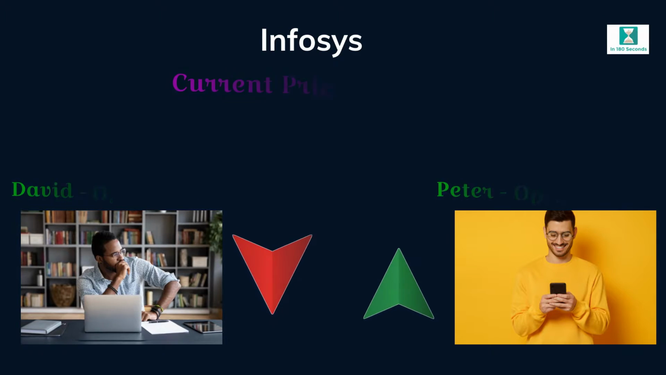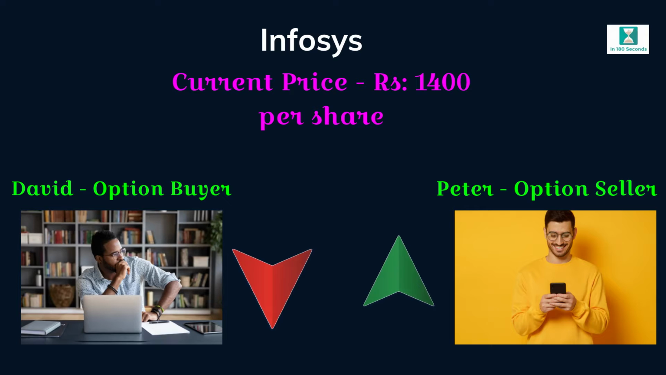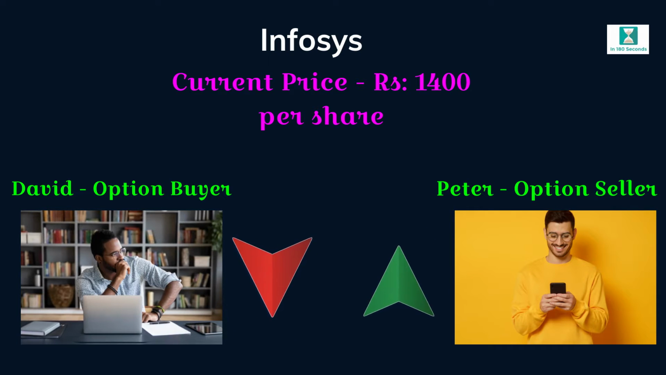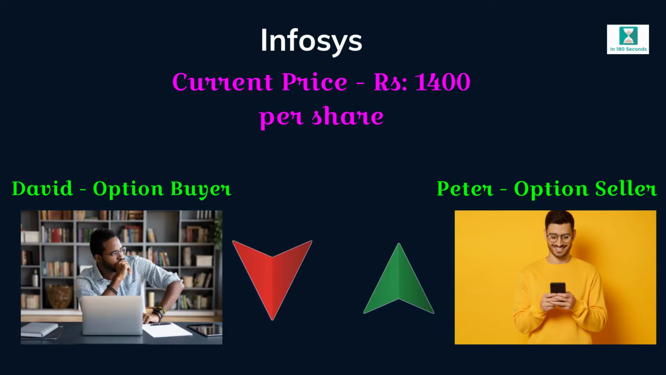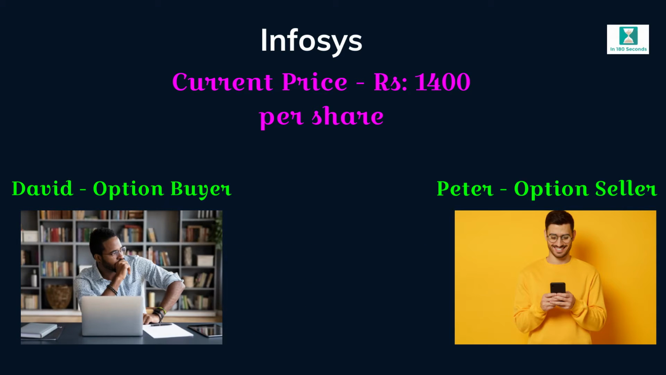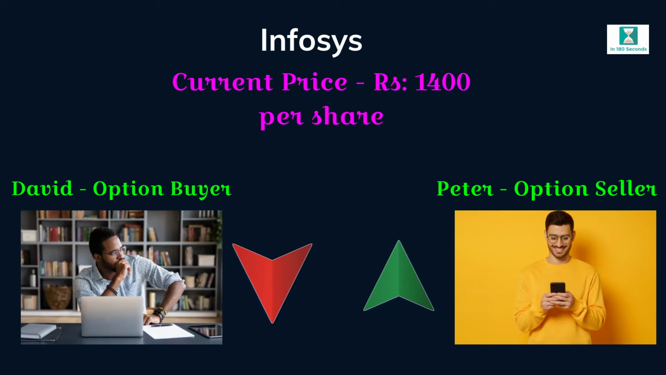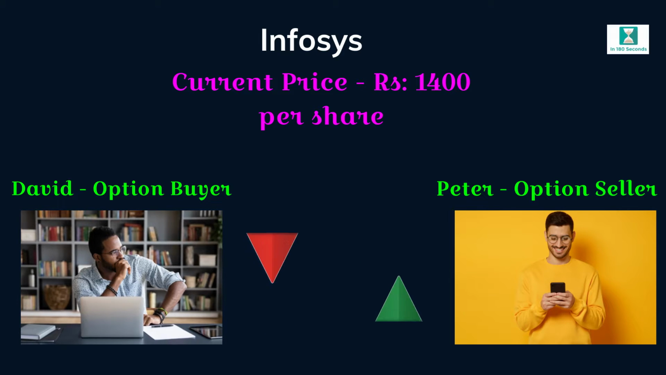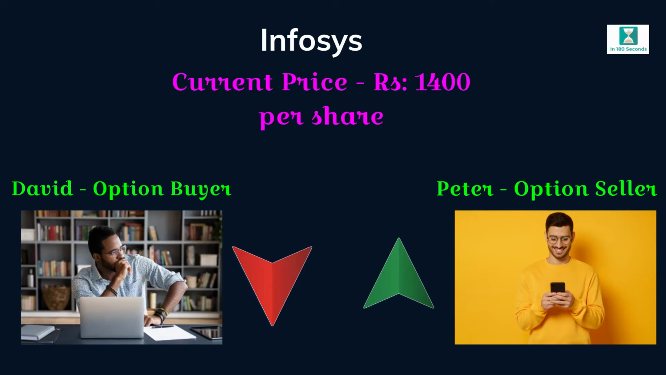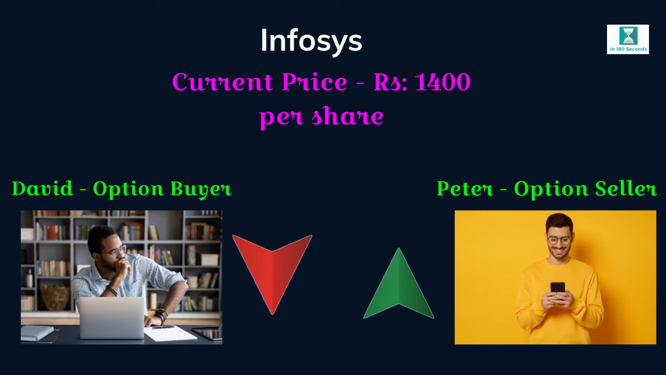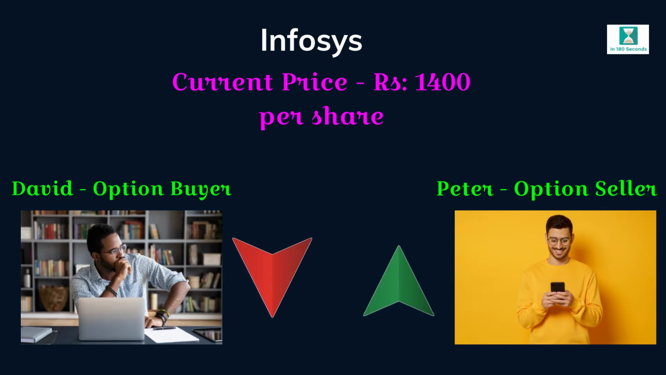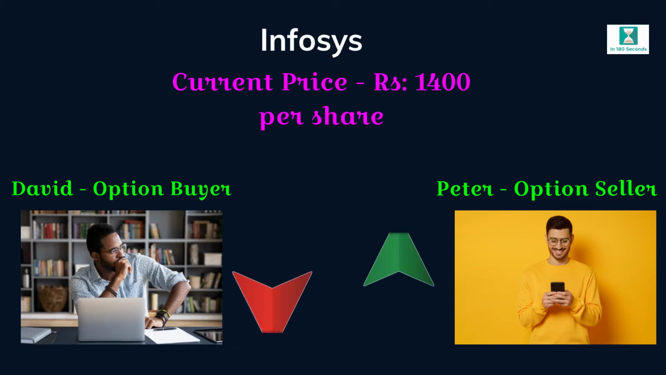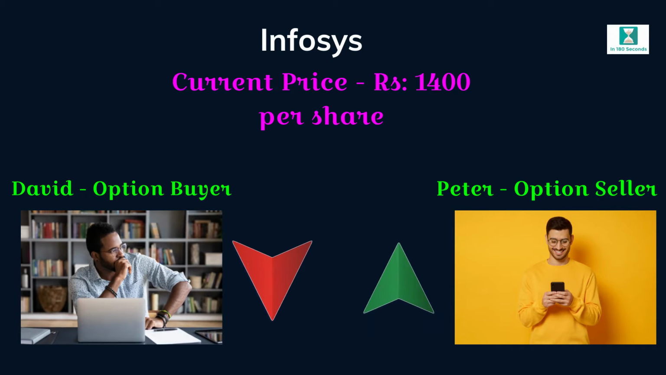Now let us look at a real-world example. Let us choose Infosys as our stock. It is currently trading around Rs 1,400. Let's assume David thinks the price of Infosys could go down drastically by the end of the month, say below 1,200. At the same time, Peter might have a different opinion and feels the stock might stay at the current price, or even appreciate from here and go up.